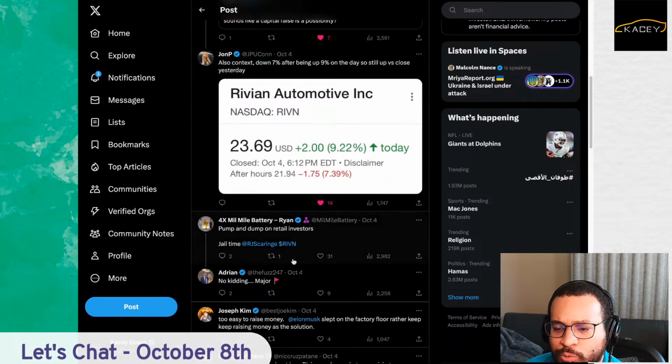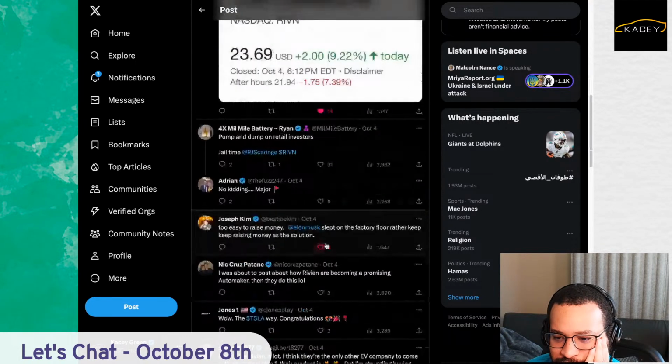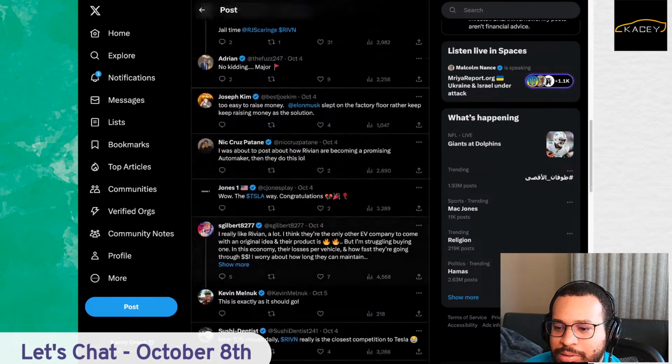Whoa. Pump and dump scheme on retail investors. Too easy to raise money. Elon Musk slept on the factory floor rather than keep raising money as a solution. I was about to post how Rivian are becoming a promising automaker, then they do this. Wow, the Tesla way, congratulations.